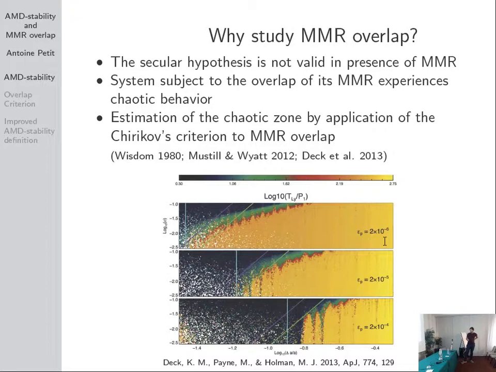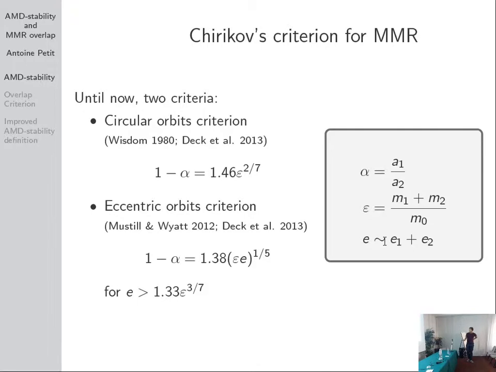We can estimate the size of this chaotic zone with the application of the Chirikov criterion of the overlapping of the resonances. This has been done by several authors: Wisdom in 1990, and more recently Mustill and Wyatt and Deck. Here we can see the different criteria that were developed. The blue criterion is for circular orbits, and the two lines that you see here are the Mustill and Wyatt criterion and the Deck criterion for eccentric orbits. Those two criteria apply in different cases.